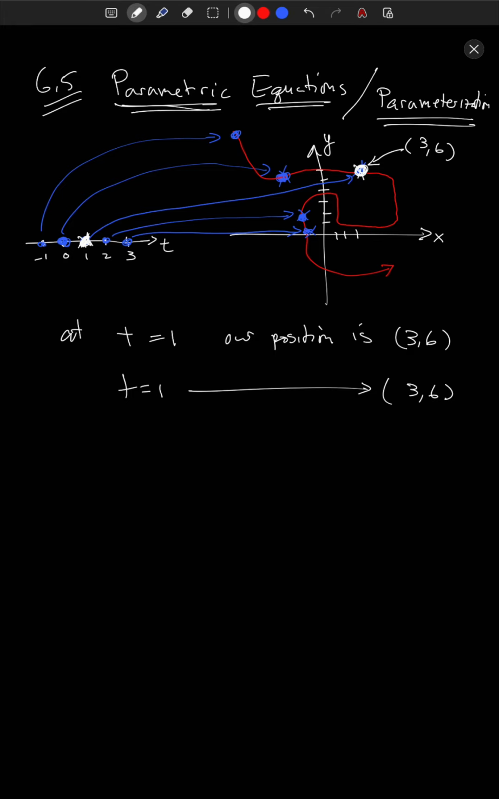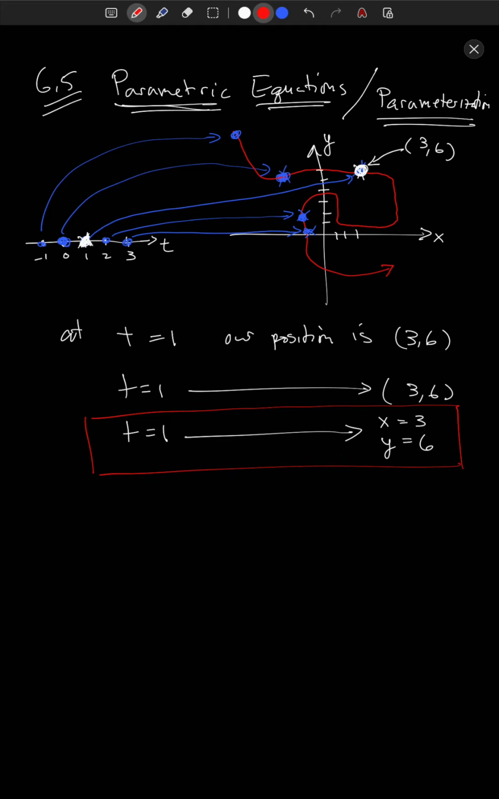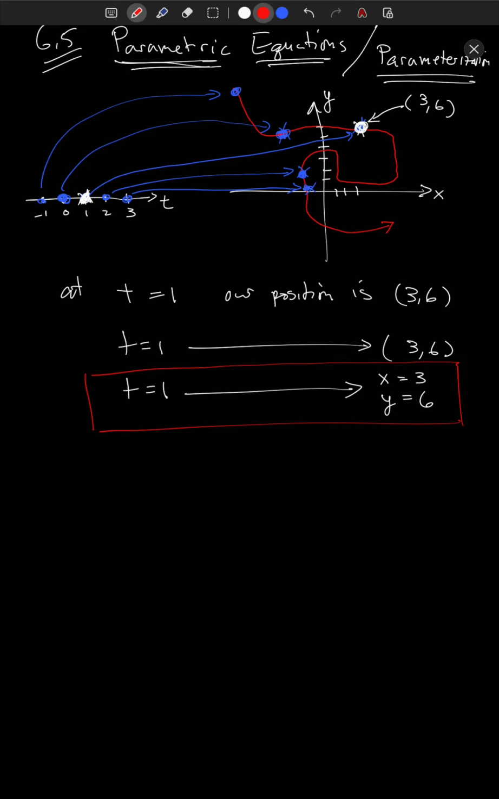Now let me write this in a slightly different way. At time t equals 1, we have an association to a position, but instead of writing it in parentheses in coordinate form, let's write it as x equals 3 and y equals 6. This is how we're going to be working with our motion today. So at every time, we have associated to that time an x position and a y position.